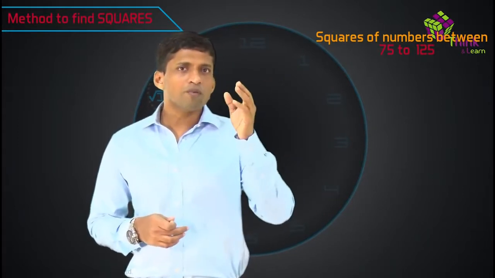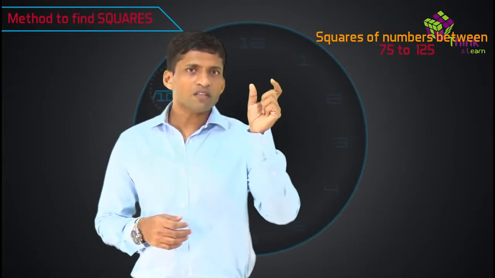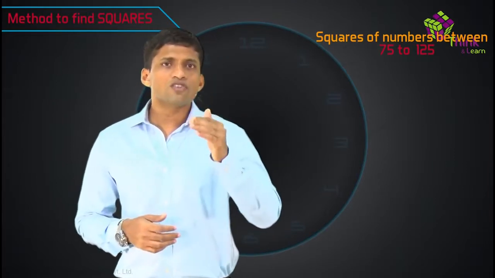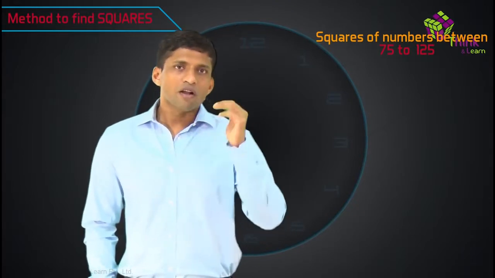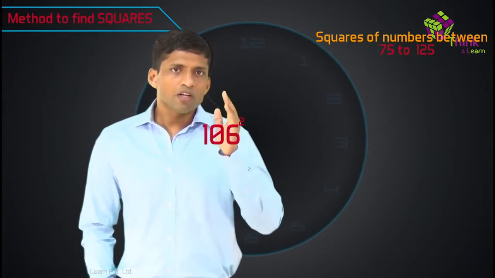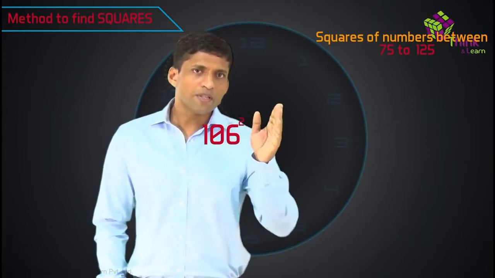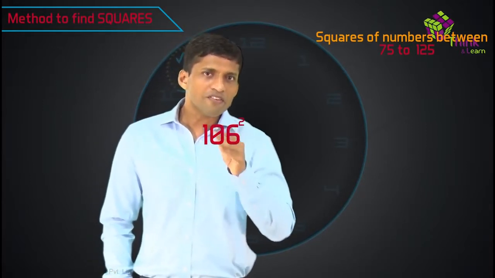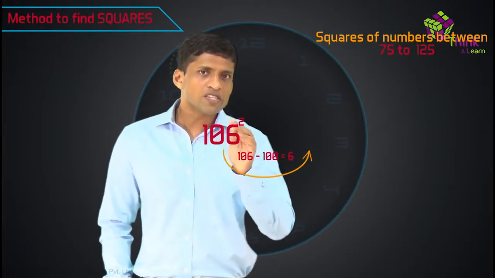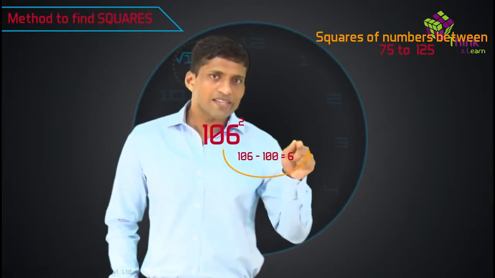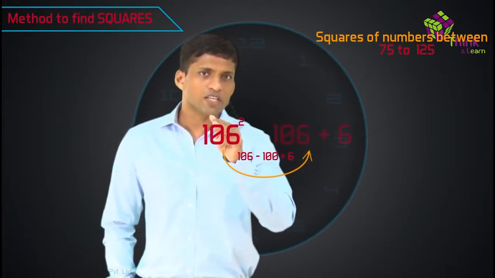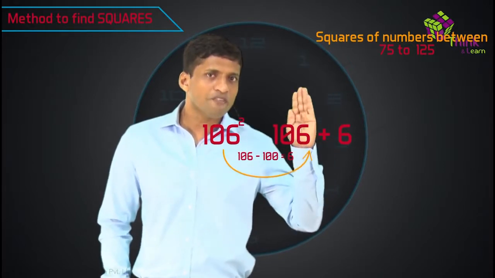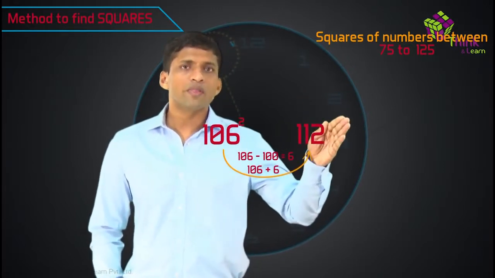Here we will deal with a multiple of 25, something which is even faster because we can take 100 here. So how do we use that method, right? To find squares of numbers between 75 and 125. Let's take an example. Find 106 square. To find 106 square, this is the method. First step is take the difference from 100, that is 106 minus 100 equal to plus 6. So add this number, since it's plus 6, add 6 to 106. That is 106 plus 6, you get the first three digits as 112.